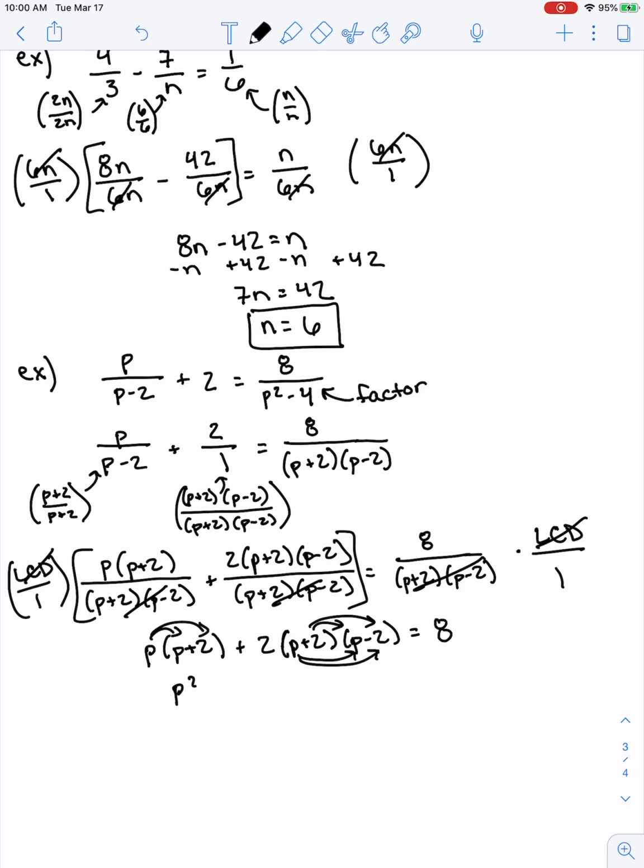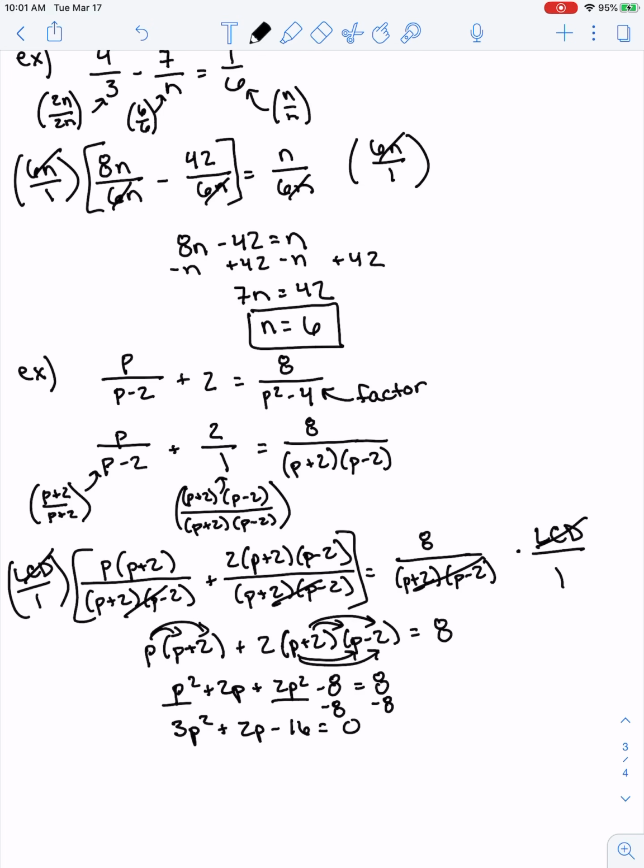And you get p squared plus 2p plus, this is your 2p squared minus 8, or sorry, minus 8 is equal to 8. I'm going to combine like terms and move this 8 over to this side. This like term and this like term, so I end up with 3p squared plus 2p minus 16 equals 0.